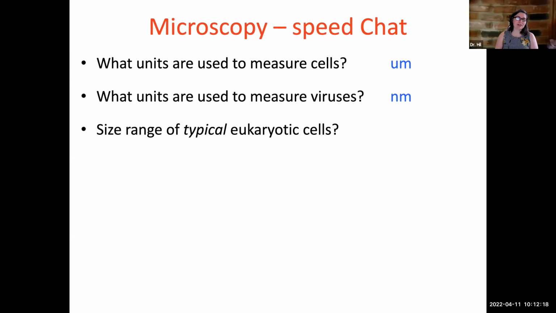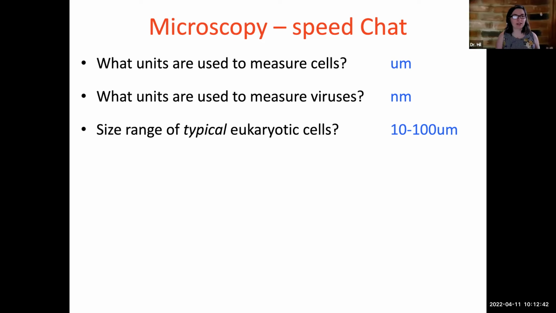Now, thinking about the size of things, right? Because if we're going to deal with a tool that allows us to see small things, we might have to know how small the things are that we're trying to see. What is a typical size range of a eukaryotic cell? Right. In my curriculum, you'll see that it is usually described as between 10 and 100 micrometers.